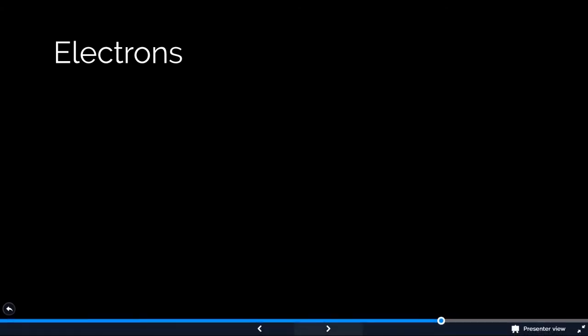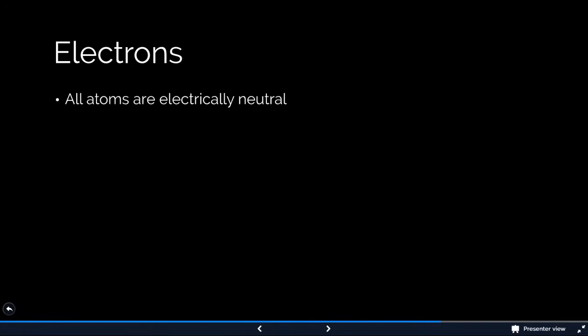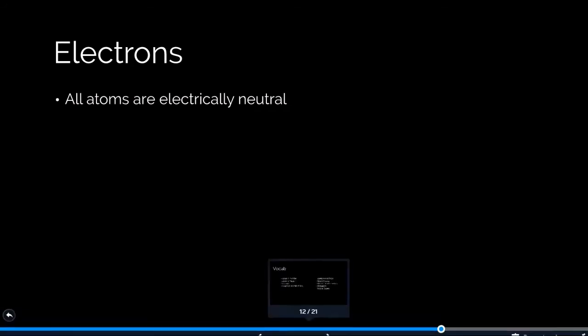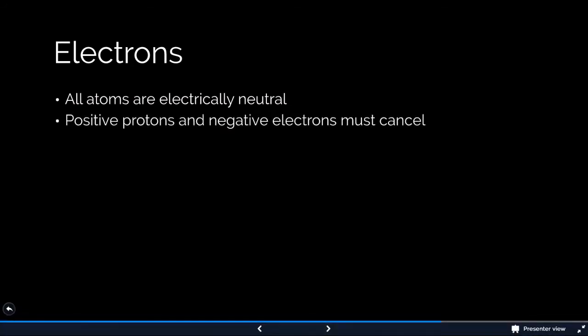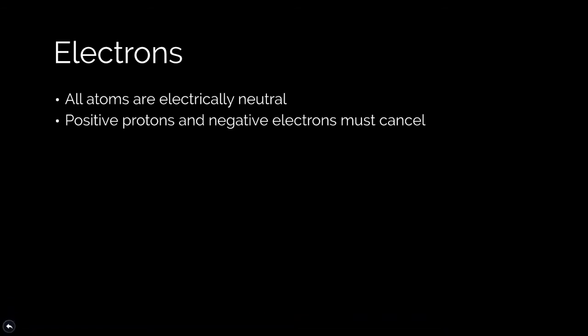Now let's go ahead and talk about electrons. What we know is that all atoms are electrically neutral, and this is because the number of positive protons will balance out with the negative electrons. Remember, these are both charged particles, but protons will have a charge of +1, and electrons will have a charge of -1. And because they match up, they cancel out each other perfectly, because in a neutral atom, the number of protons is the same as the number of electrons.